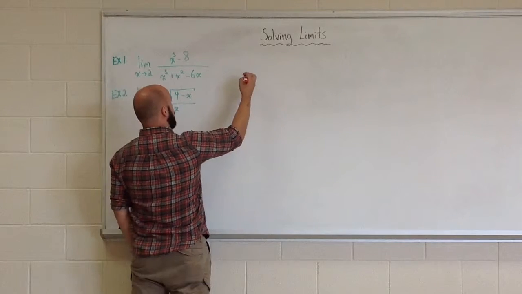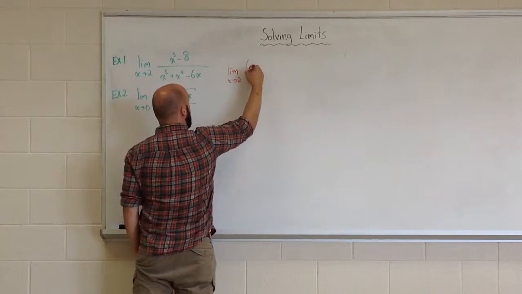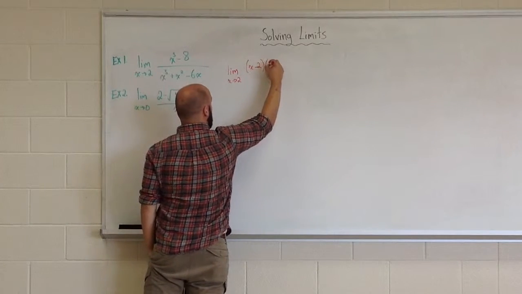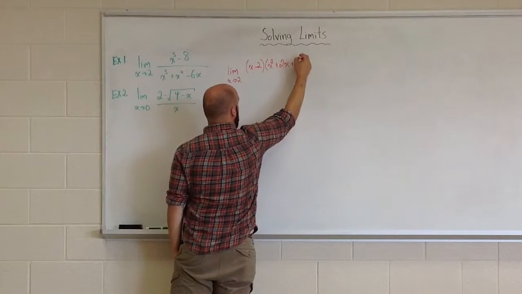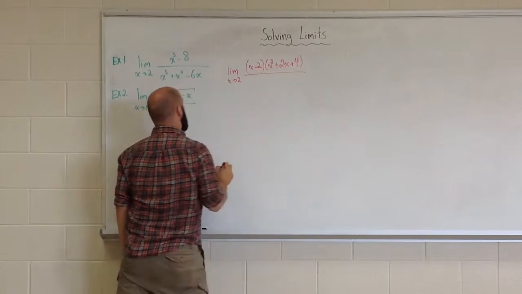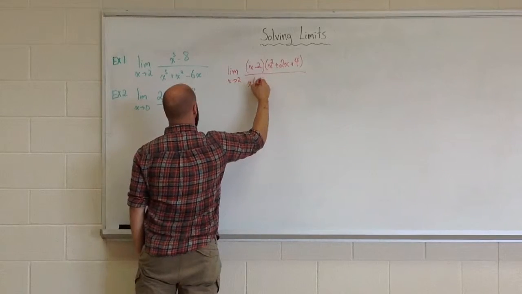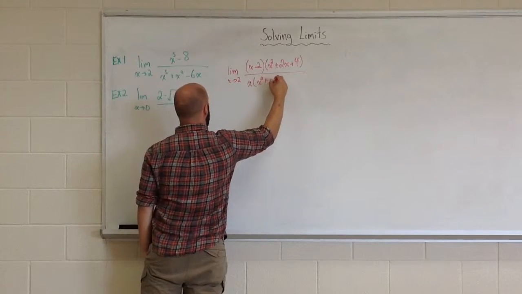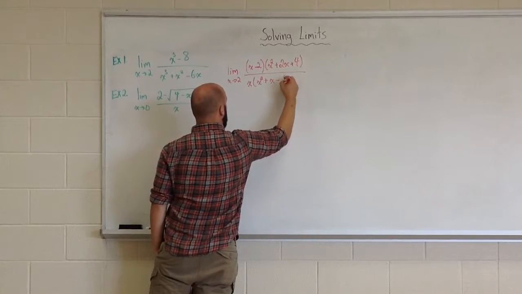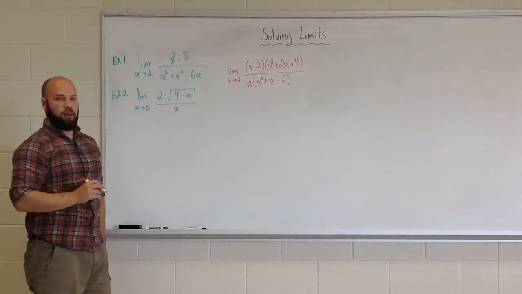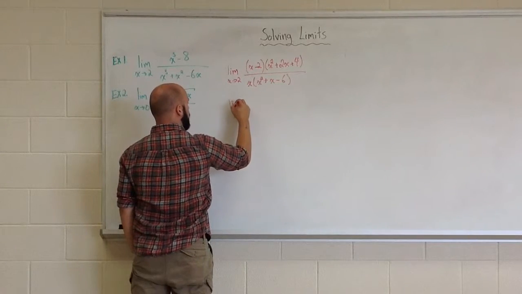The numerator is the difference of cubes. So we get x minus 2 times x squared plus 2x plus 4. And in the denominator, we can just factor out an x. So we're going to get x times x squared plus x minus 6. We can factor the denominator one more time.